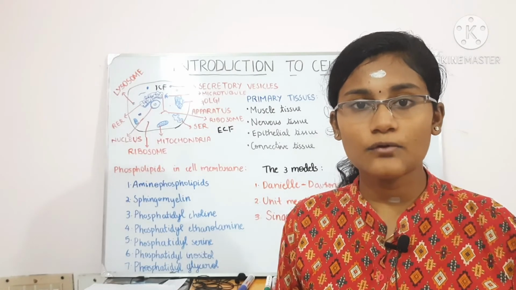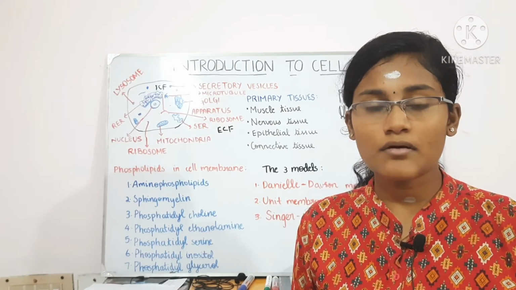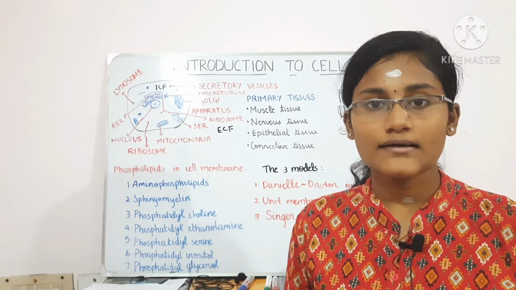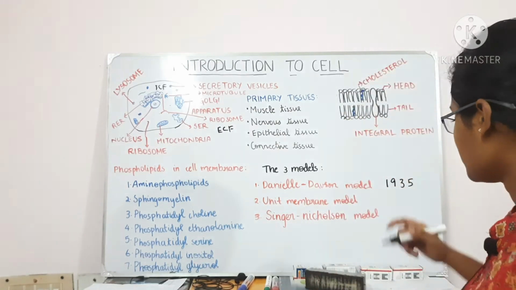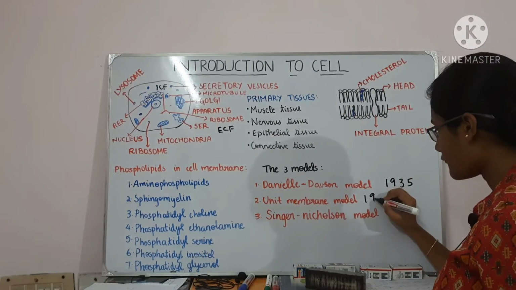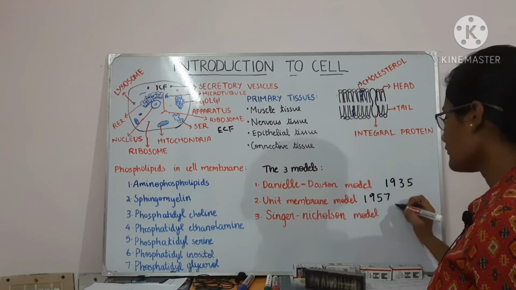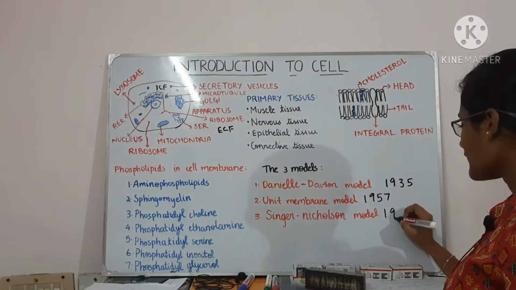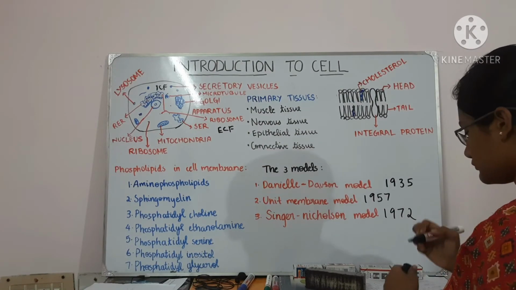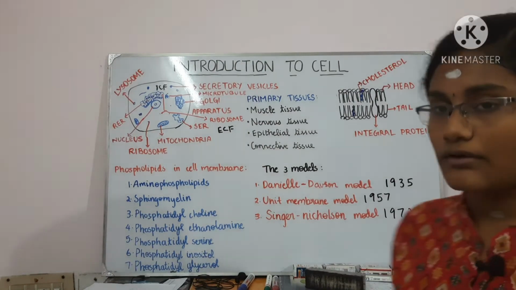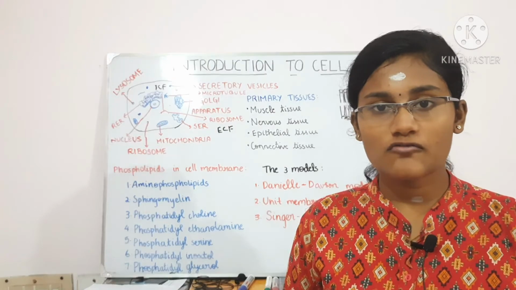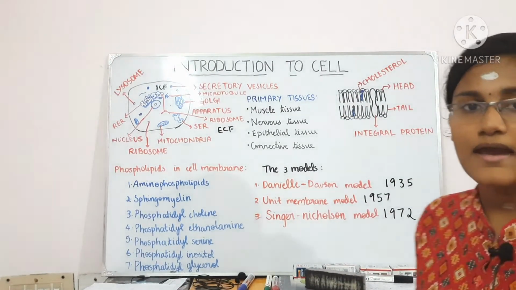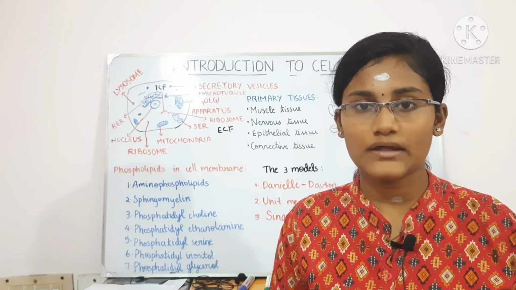Next came the unit membrane model. The unit membrane model was proposed by J.D. Robertson in 1957. So this model was proposed in 1957. And the Singer-Nicolson model was proposed in 1972. So the unit membrane model was proposed by J.D. Robertson in 1957 on the basis of electron microscopy.